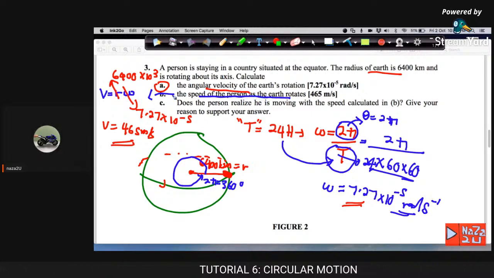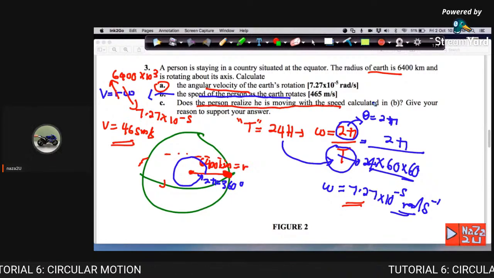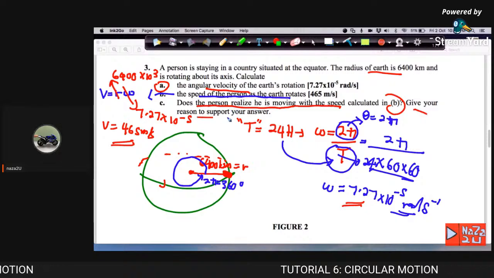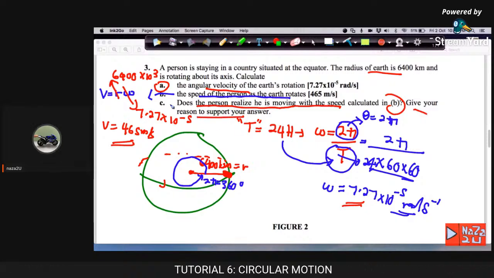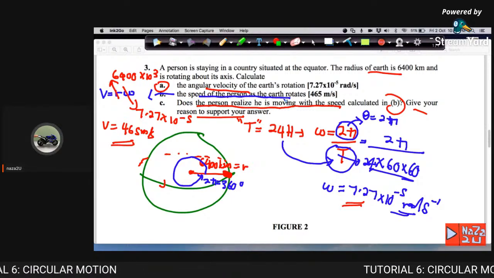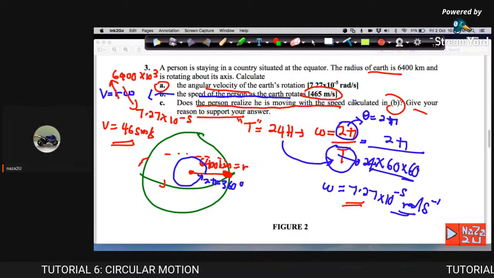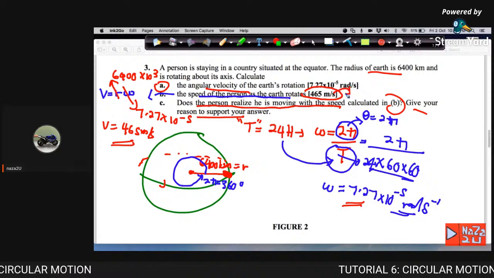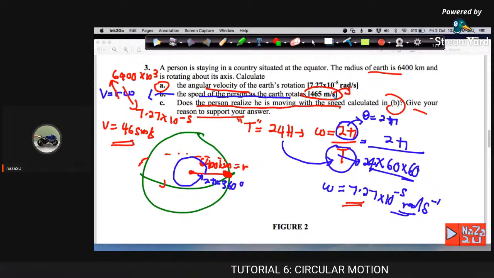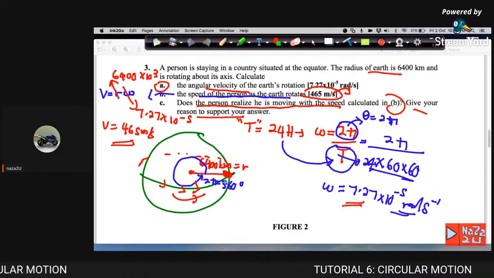Right? So number C, does the person realize he is moving with the speed calculated in B? Give your answer. Macam kalau kita berada sekarang ni, kita berada di bumi. Tapi kalau ikut soalan ini, the question number B, dia kata kalau jasad itu berada di bumi, sebenarnya dia sedang berpusing, 465 meter per second. Tapi why? Okay, mengapa kalau kita tidak merasa kita sedang bergerak? Because of apa? Bumi berpusing sama dengan kita bergerak, berpusing.